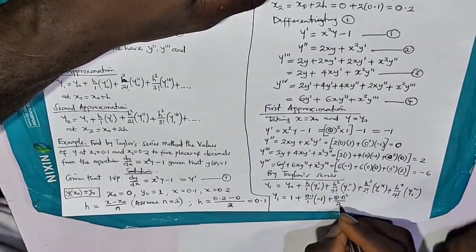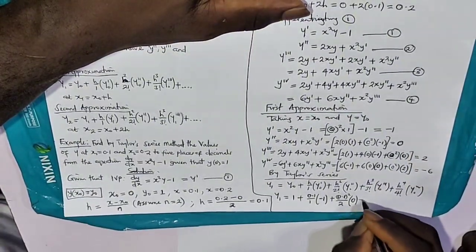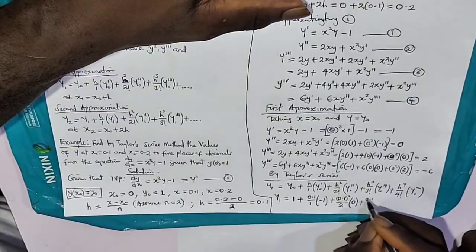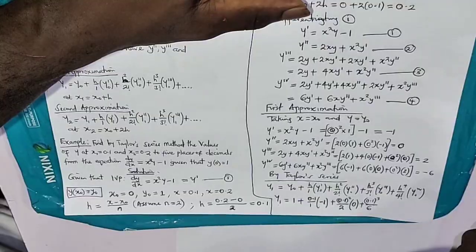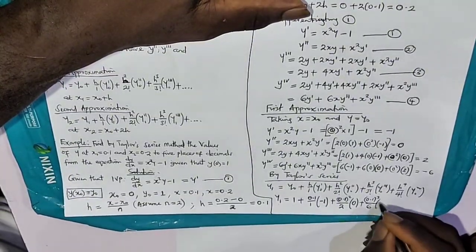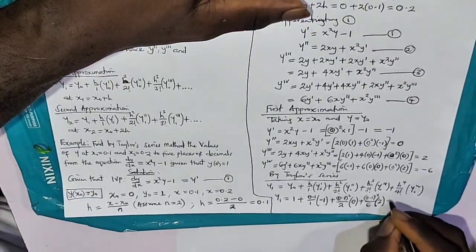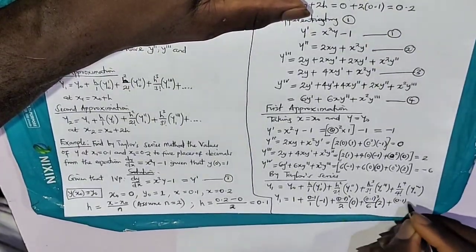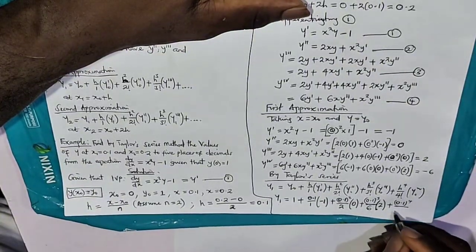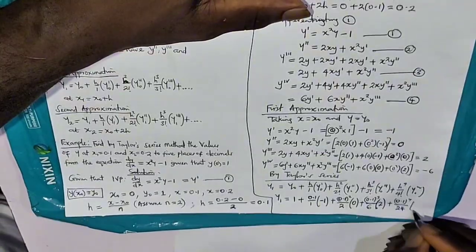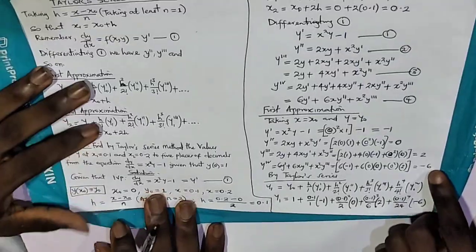Plus h squared, 0.1 squared, over 2 factorial, which is 2, times y double prime, which is 0. Plus 0.1 to the power of 3 over 3 factorial, which is 6, that is 3 times 2 times 1, times y triple prime, which is 2. Plus 0.1 to the power of 4 over 4 factorial, which is 4 times 3 times 2 times 1, that is 24, and our y to the power of 4 is negative 6.